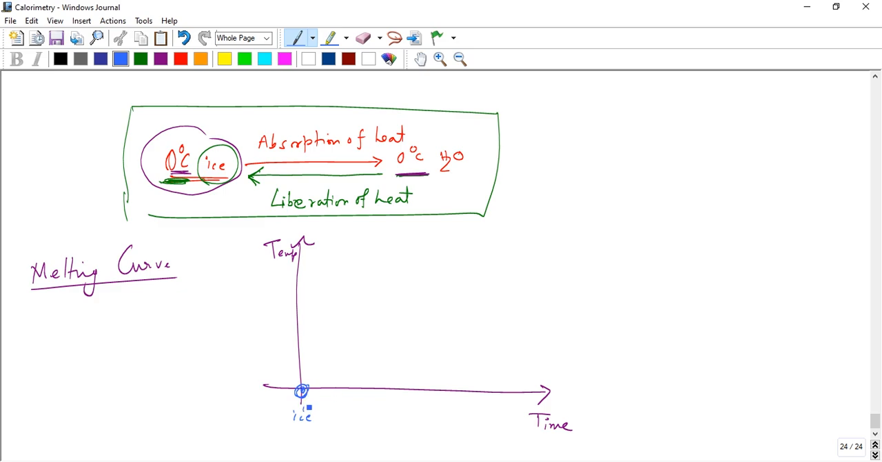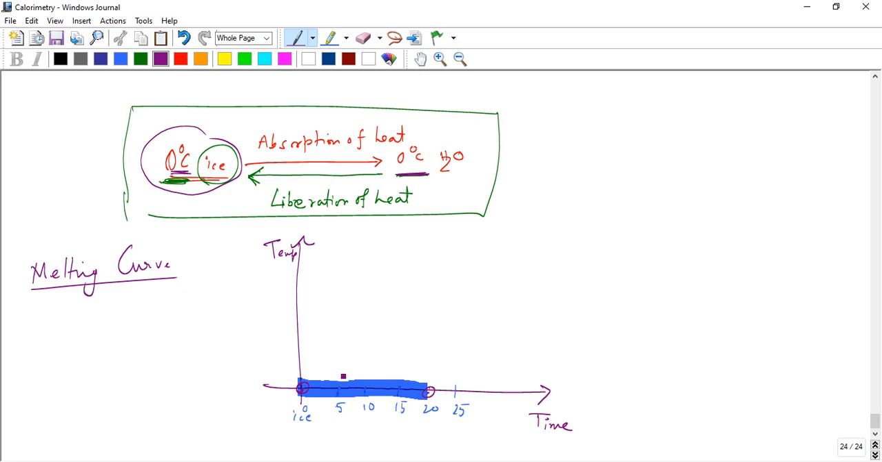Sometime 0, 5, 10, 15, 20, approximately 25. Suppose from 0 to 20 seconds, at this time, if I mark 0 to 20 seconds, we see that the temperature is constant, fixed at 0 degree centigrade.